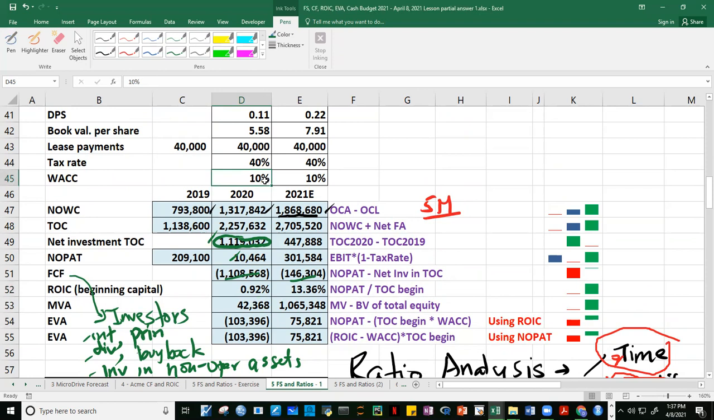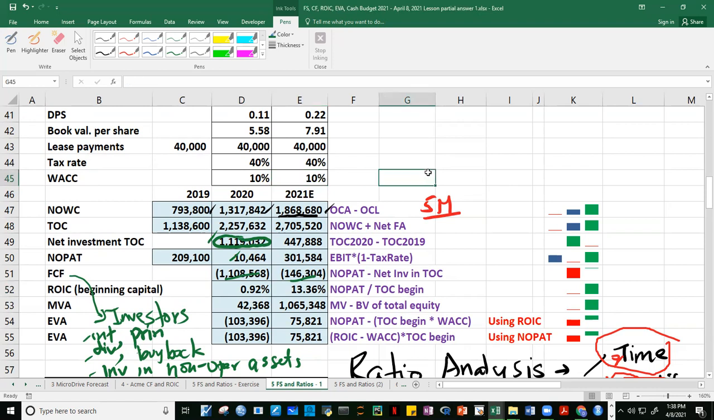Ang average cost of capital ng company is 10%. This company is on the return niya on invested capital is only 0.92%. So way below the 10%, no? In 2020. And it improved tremendously in 2021, naging 13.36 na, with the same WACC of 10%.